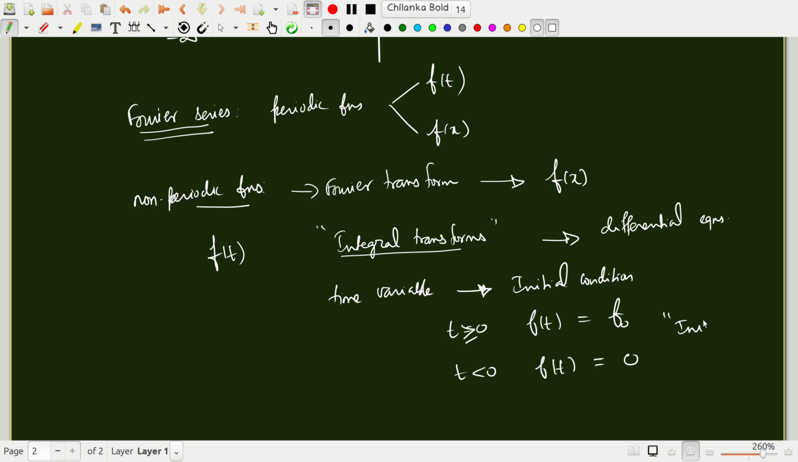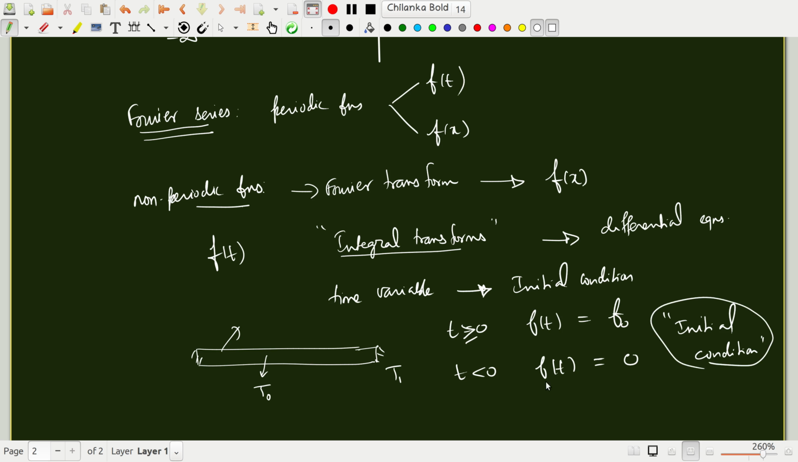In solving differential equations, you may say that you have a solid bar which is at temperature T naught, and suddenly at time t greater than or equal to 0, the temperature at the ends is increased to T1, and then you are interested in understanding how the temperature changes as a function of time. These are the kind of problems that you solve in heat transfer and transport phenomena. So the time variable occurs with an initial condition. If the temperature is T naught, you can define a new variable T prime equal to T minus T naught, so T prime will be 0 for t less than 0. So usually you have functions that can be rescaled or redefined to be 0 for t less than 0, and for t greater than or equal to 0, f of t is f naught, some other value.